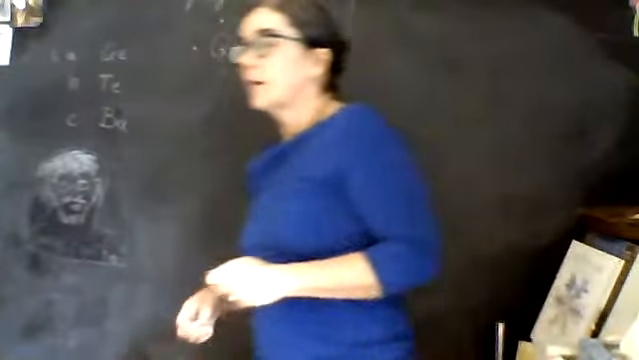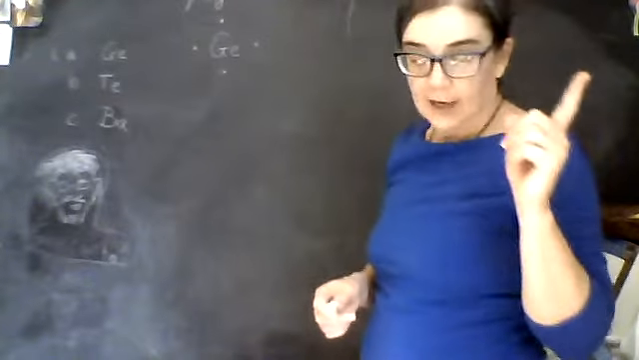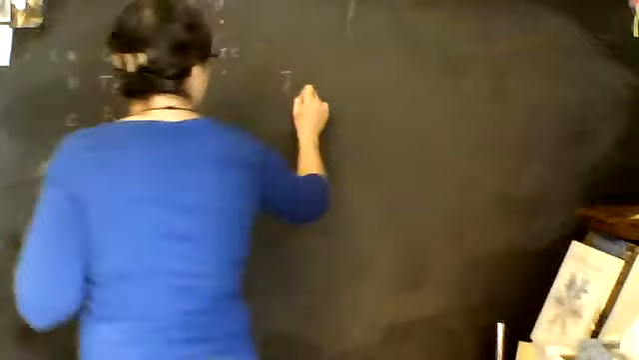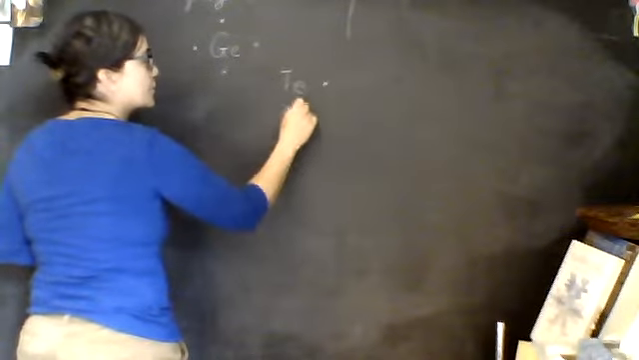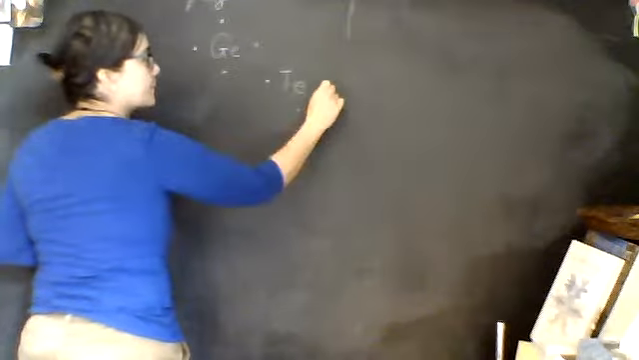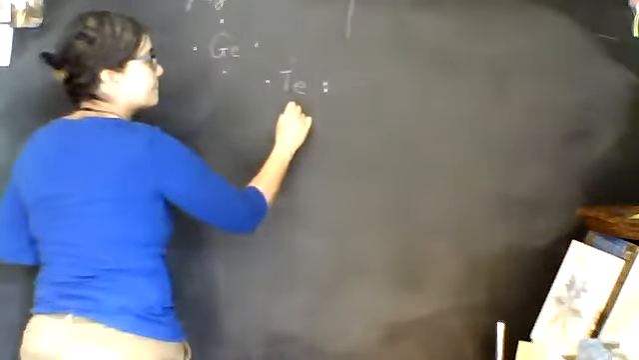So, Te in column 6A. So it has 6 valence electrons. Okay, so we're going to draw the Te symbol. And I start 1, 2, 3, 4, 5, 6. So it's going to look like that.